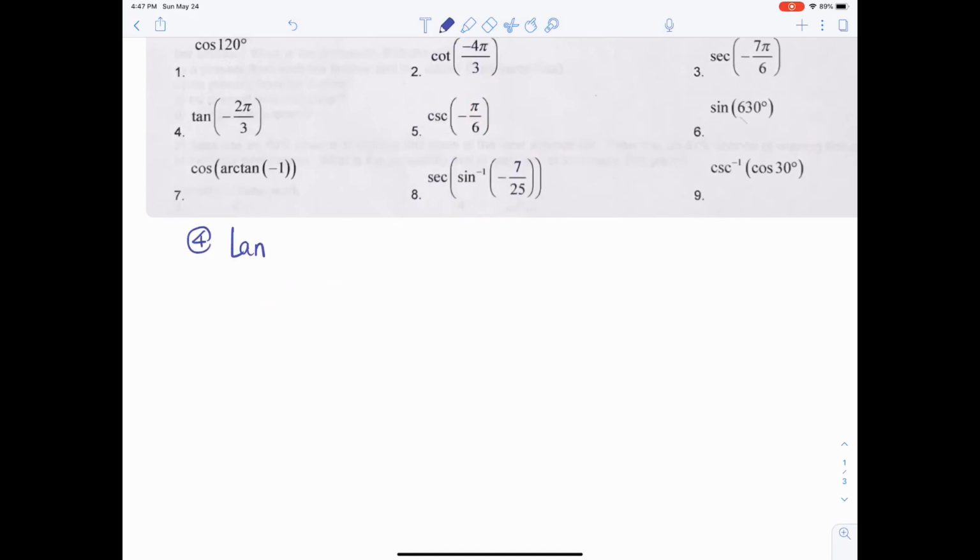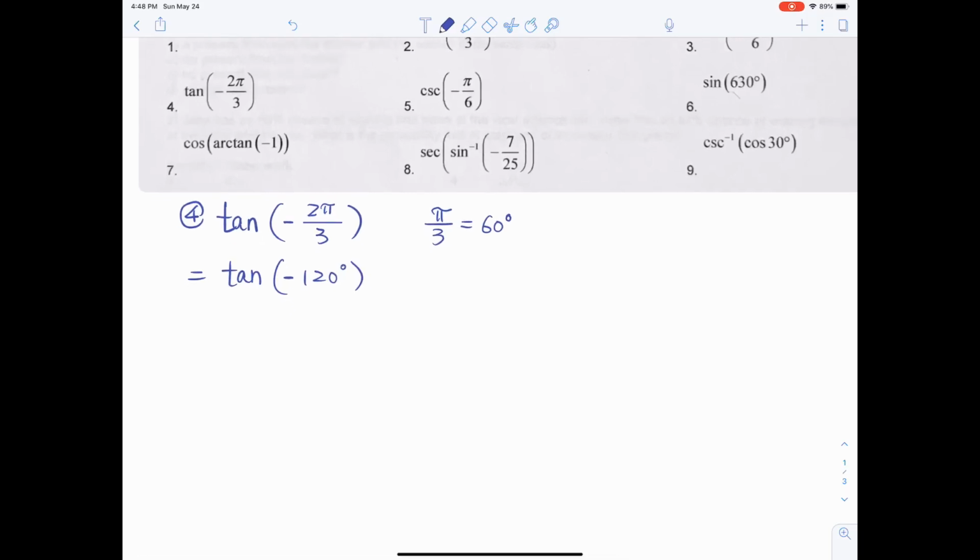Tangent of negative 2 pi over 3. We do it one at a time. First, I am just so uncomfortable with radians. I change it. I know pi over 3 is 60 degrees. So here I got tangent of negative 120 degrees.